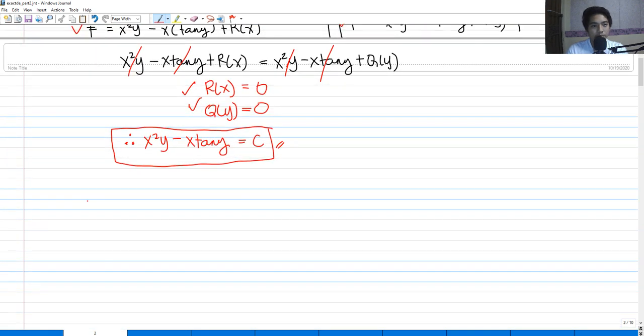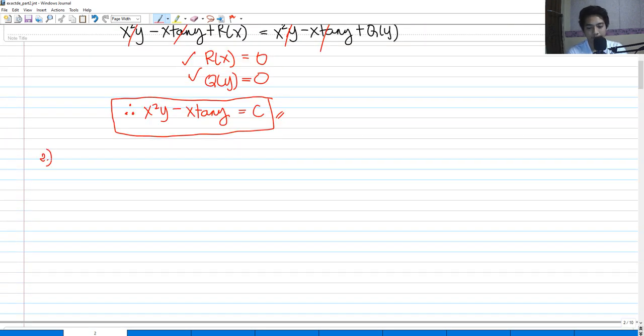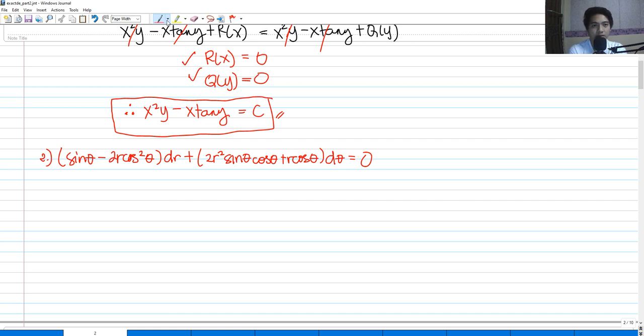How about for number 2? For number 2, we have sine theta minus 2r cosine squared theta, dr, plus 2r squared sine theta cosine theta plus r cosine theta, d theta, equals 0. So our variables change. In this case, we have r and theta. But we can think of r as x, dr as dx, and d theta as dy.